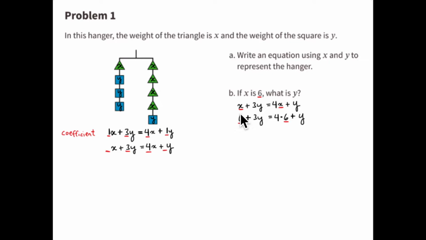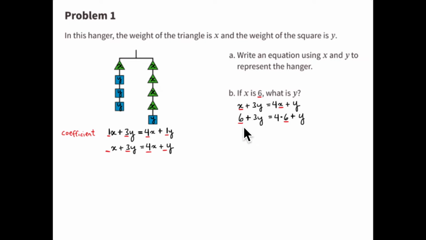So here's that same equation, x plus 3y equals 4x plus y. And we're going to replace x with 6. We could simplify this first. We could combine the like terms before we replace x with the value of 6. But in this case, I replaced x with 6 before I combined the like terms.